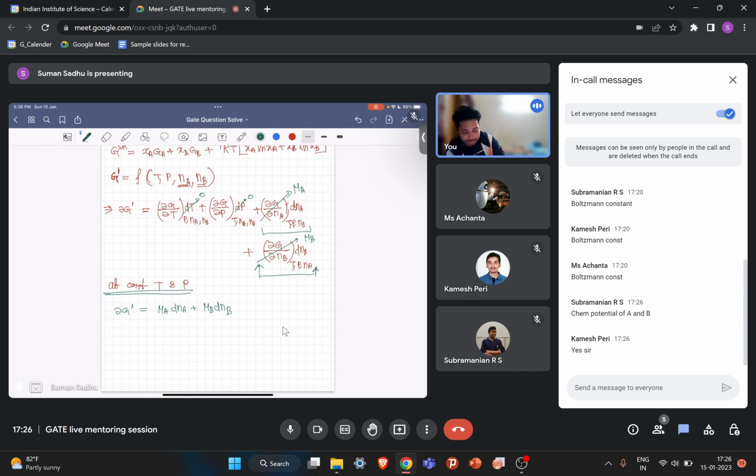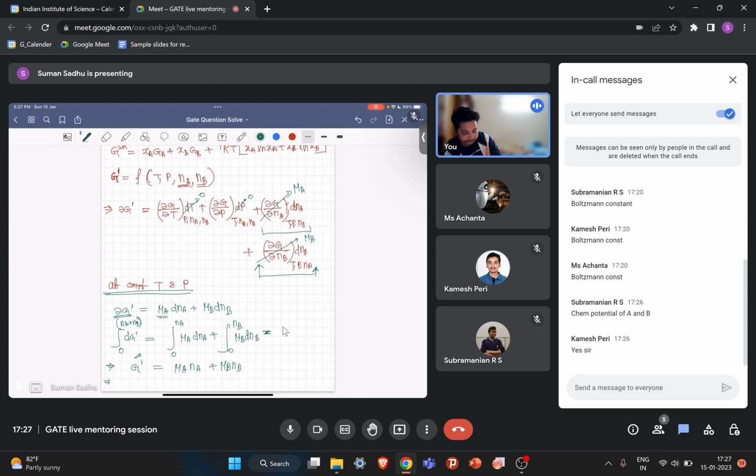Okay. So now if we integrate this thing, we'll get up to 0 to Na plus Nb, because this is the free energy of your total system. So total system is your Na plus Nb, right? Integration of mu A dNA, this will be 0 to Na, because this is only for A, and similarly 0 to Nb mu B dNb. So now we can write G prime is equal to mu A Na plus mu B Nb. So this is integral free energy, right?